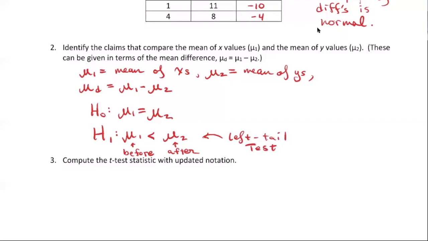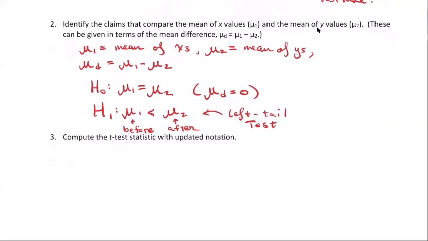Now, don't forget that the mean difference is mu1 minus mu2. So if mu1 is equal to mu2, the null hypothesis translates into the statement that the mean difference would be 0, okay? If mu1 is equal to mu2, then the difference is 0. So on average, what that says is on average, there's no difference before and after Prozac. All right, any questions about that?